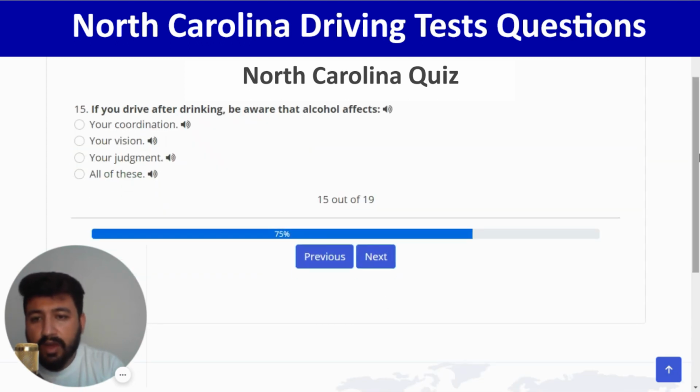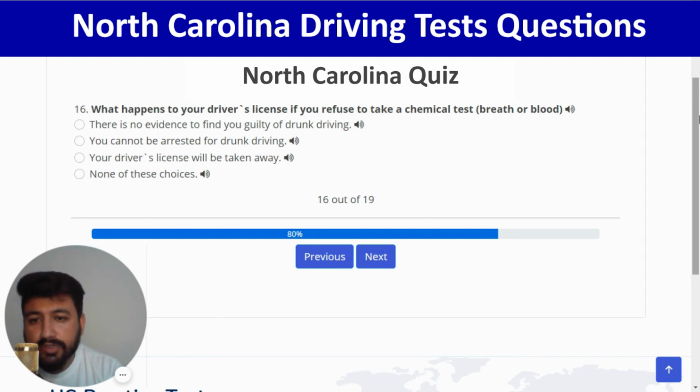Next. If you drive after drinking, be aware that alcohol affects. The right answer is all of these. Next. What happens to your driver's license if you refuse to take a chemical test, breath or blood?